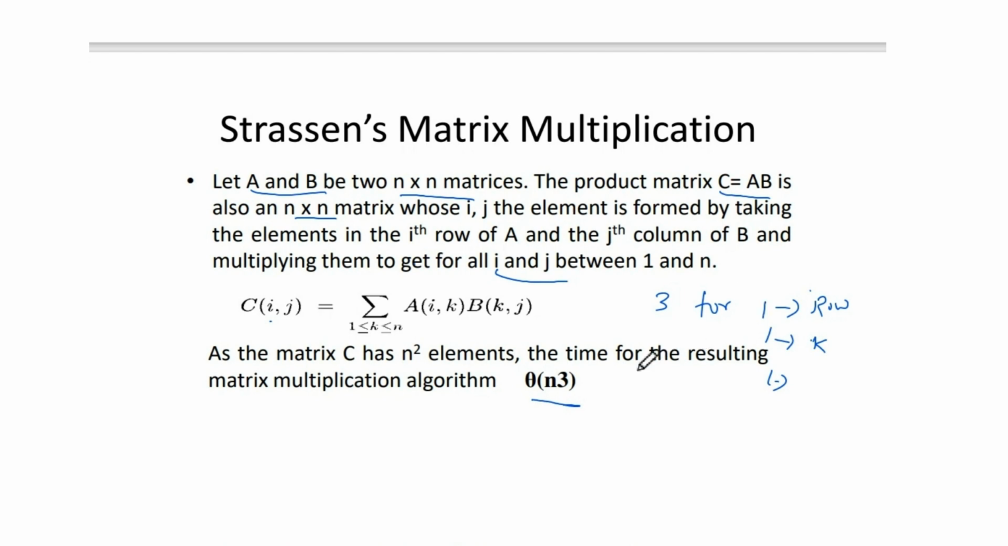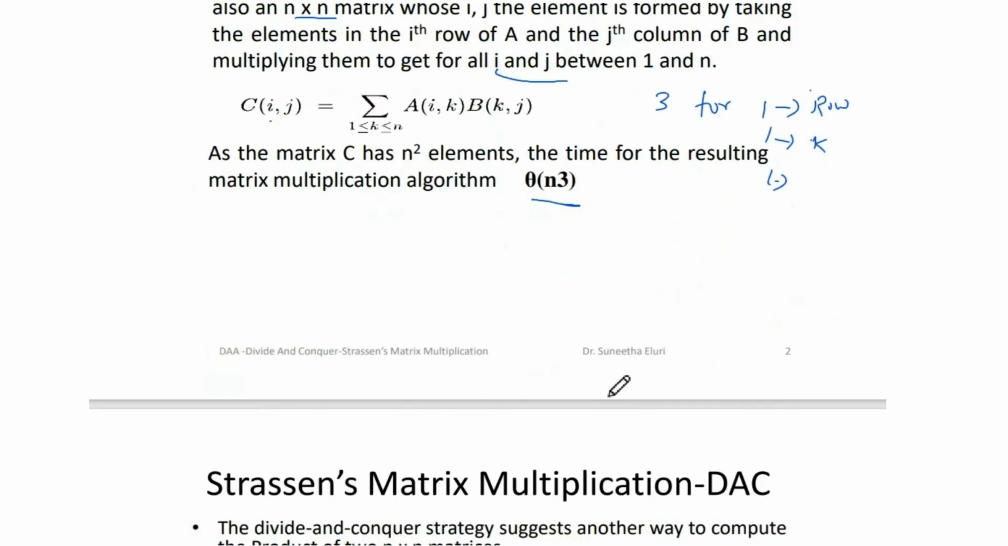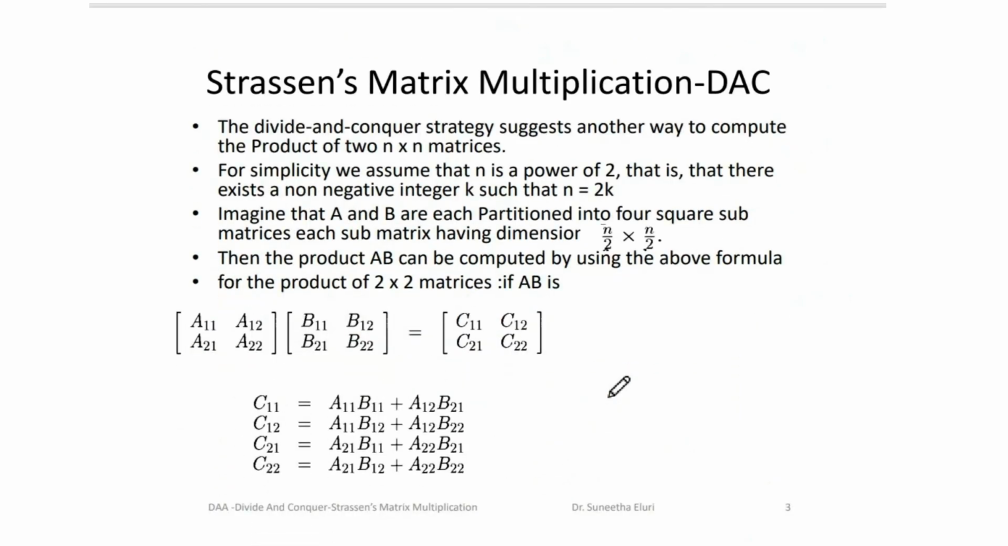However, this order of n cube matrix multiplication time complexity can be reduced whenever we apply a divide and conquer strategy. This has been proposed by a mathematician called Strassen, who applied the divide and conquer strategy to multiply two n by n matrices. The main idea of this problem is to divide the matrix into submatrices so that it is having the dimensions of n in terms of power 2.